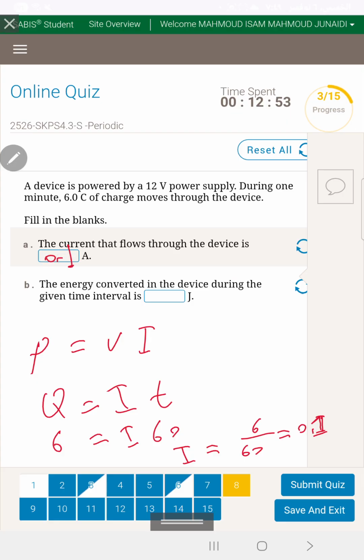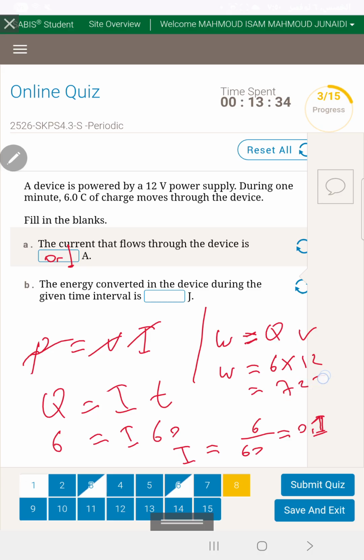The energy converted in the device during the given time. Energy is power times time also. So let's see what you have to use. We don't need this formula, so let's use W is equal to QV. W is the energy. So W is equal to Q, which is 6, times V, which is 12. So 72 joule. So here you have to write 72.